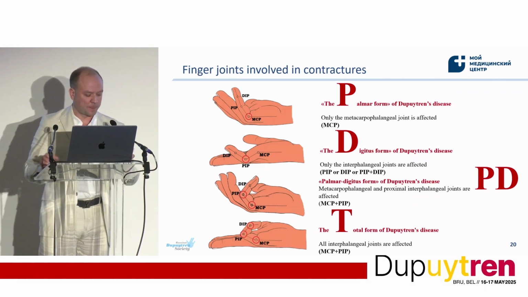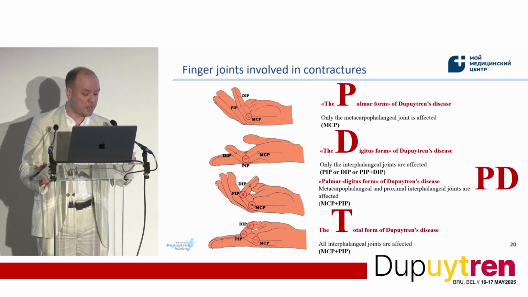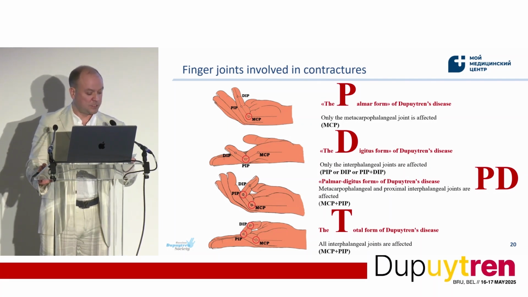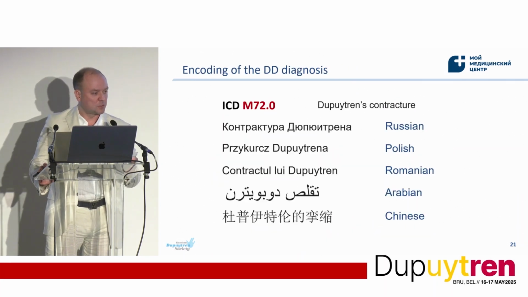Joint involvement coding: only MCP joint affected, palmar form, P comes from the Latin palma, palm. Only PIP joint affected, digital form, D comes from the Latin digitus, finger. Both MCP and PIP joints affected are coded as P plus D, palmar digital form. All joints affected, total form, T from the word total.